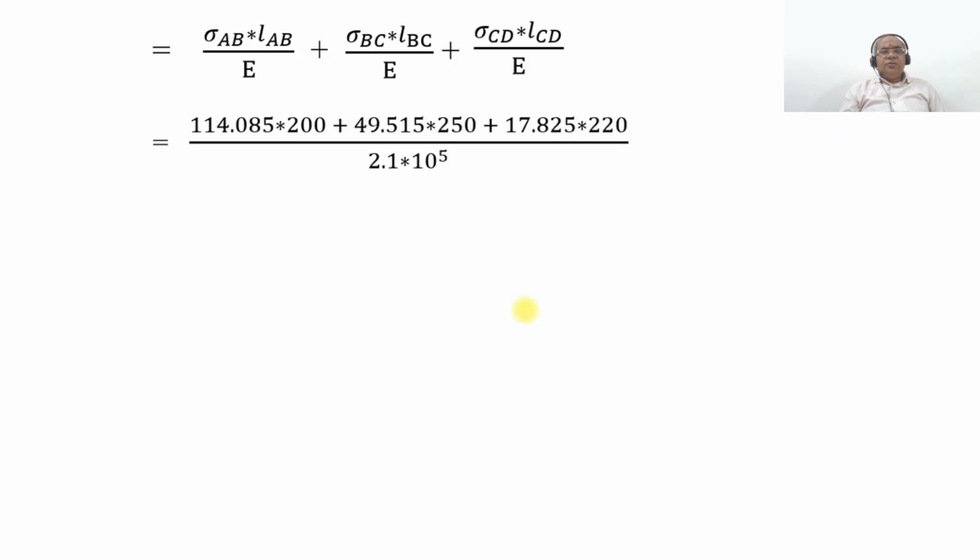Now we substitute the calculated values of sigma: sigma AB as 111.4085 into the length of AB, 200, plus the calculated value of sigma BC, 49.515, into the length of BC, 250, plus the calculated value of sigma CD, 17.825, into the length of CD, 220. The entire thing is divided by 2.1 into 10 to the power of 5. On simplification, you are going to get the extension of the member as 0.1837 mm.